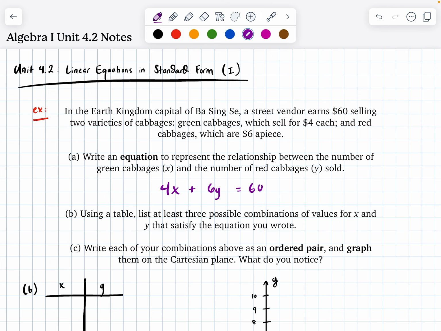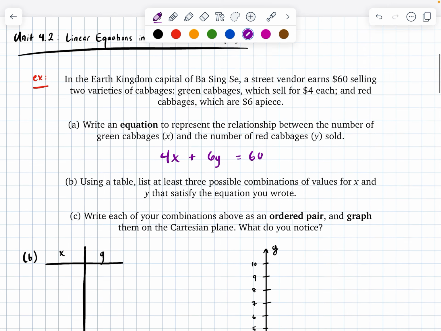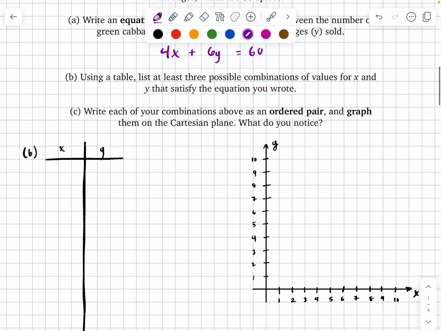Part B. Using a table, list at least 3 possible combinations of values for x and y that satisfy the equation you wrote. And C? Write each of your combinations above as an ordered pair and graph them on the Cartesian plane. What do you notice? Very good. Can you tell my mother is a teacher? She's using her teacher voice.